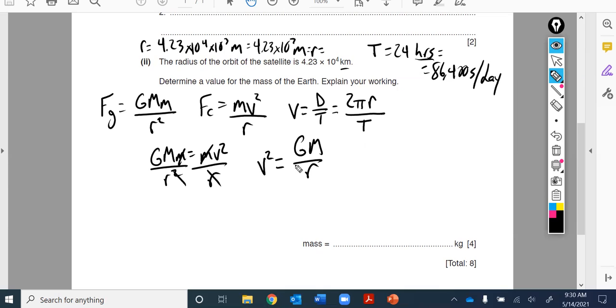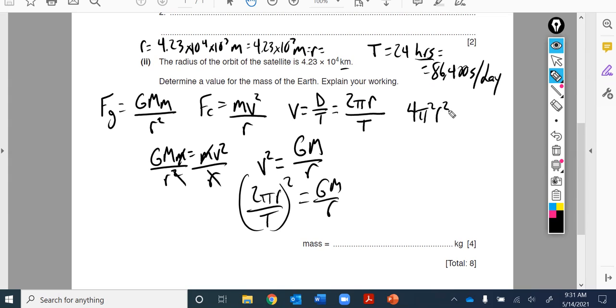And we'll substitute in for v because we know r and t, right? So we have to put v in terms of what we know. So if we plug in 2 pi r over t for v, we have to square it, right? v squared equals GM over r. We write this up here: 2 squared is 4, pi squared is pi squared, r squared over t squared on the left side, equal to GM over r on the right.